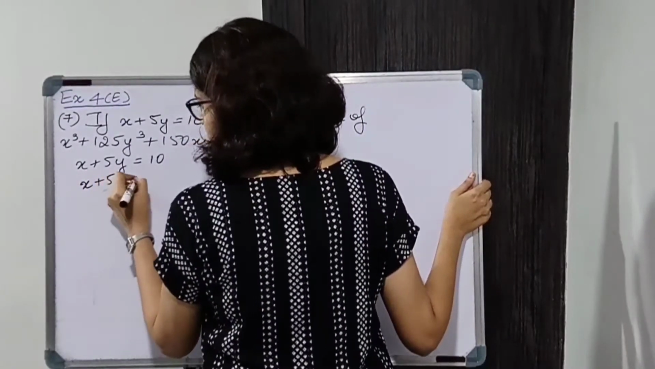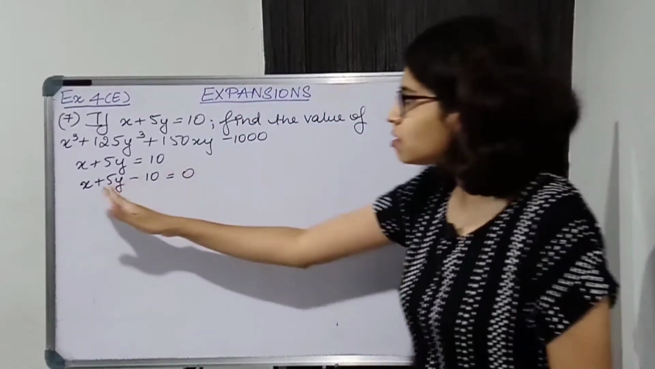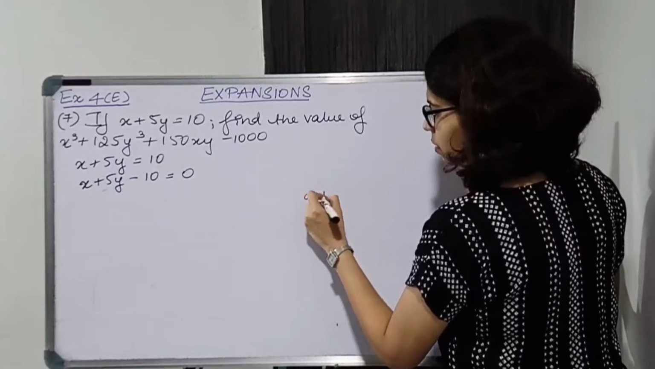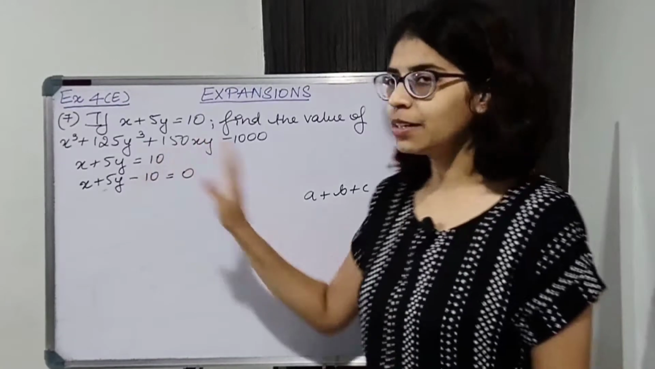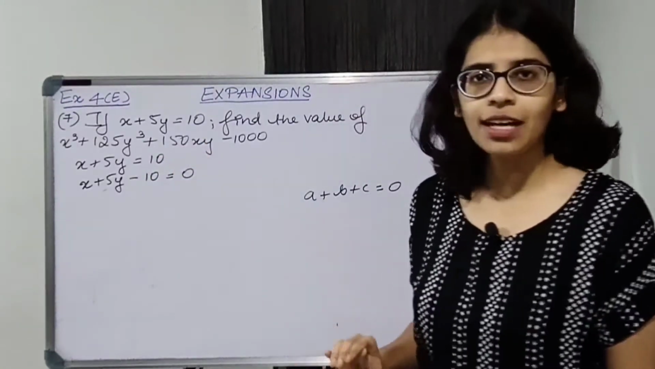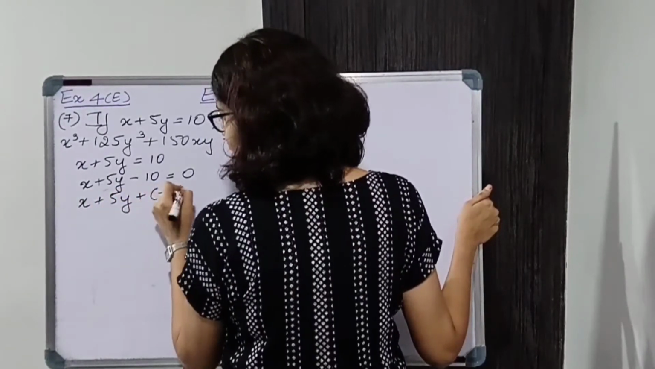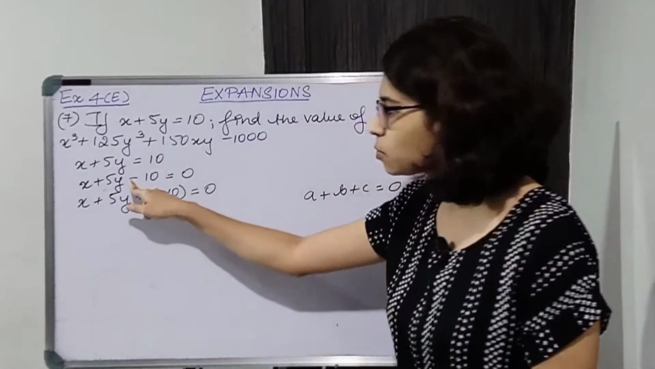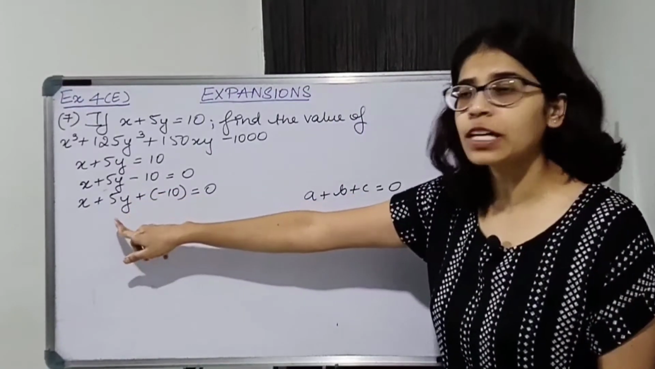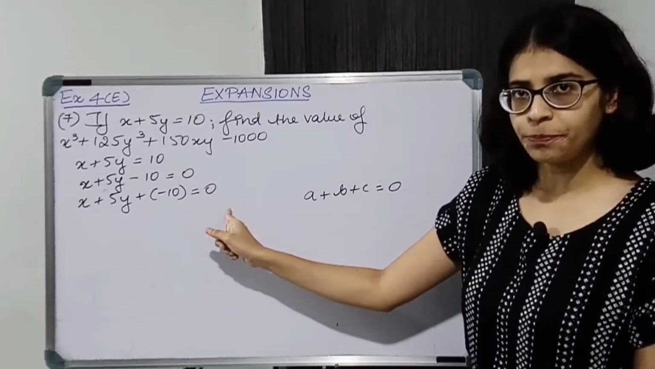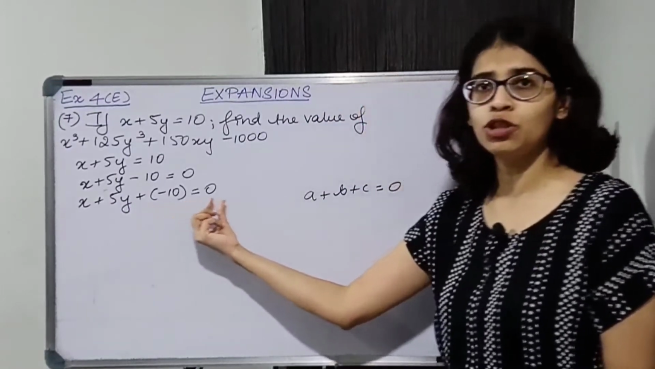x plus 5y minus 10 is equal to 0. Okay, now this is of the form... you will say there is a negative sign, but we can rewrite it as x plus 5y plus minus 10 is equal to 0. Plus into minus will give minus. So I've just rewritten it as x plus 5y plus minus 10 is equal to 0. Alright, so this is of the form a plus b plus c equal to 0.